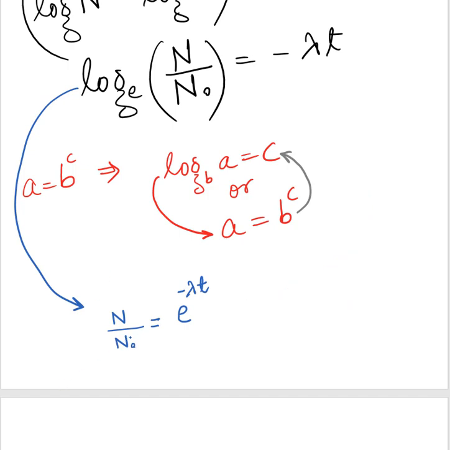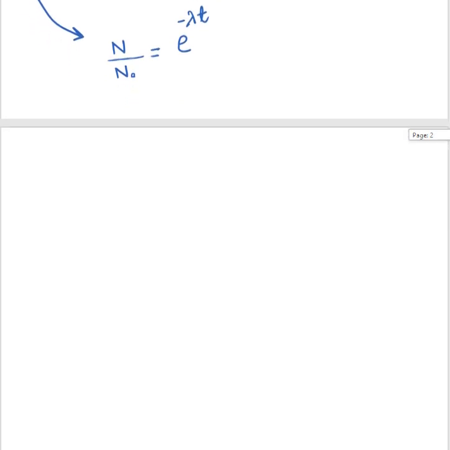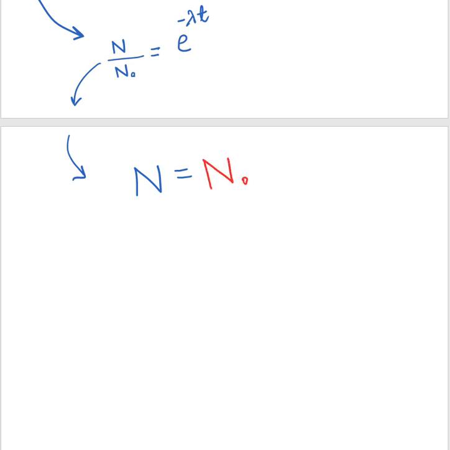All right, n upon n naught is equal to e raised to the power minus lambda t. So again, rearranging the terms, n is equal to n naught e raised to the power minus lambda t. So this is finally the equation for radioactive decay.